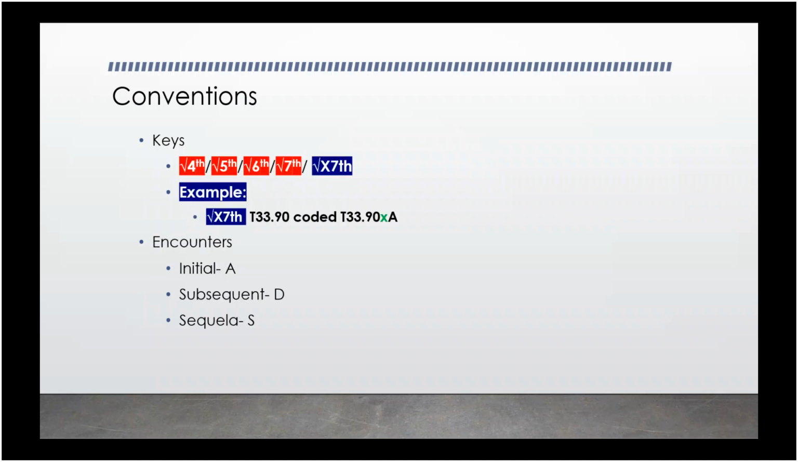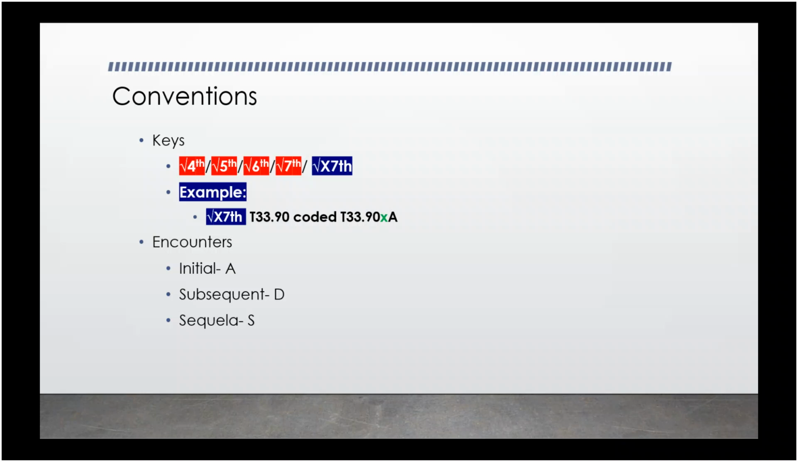Next, convention, our keys. This is one of the things with making sure we get to the highest specificity, making sure we go up to the right number of characters per code. The 4th, 5th, 6th, and 7th.